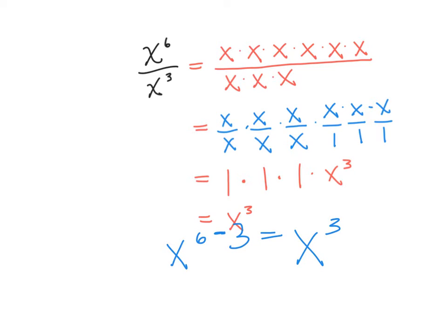So those are the basic properties of products and power to a power as well as division. In the next video, we'll look at 0 exponents and negative exponents.